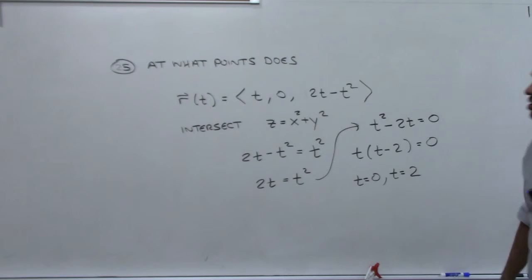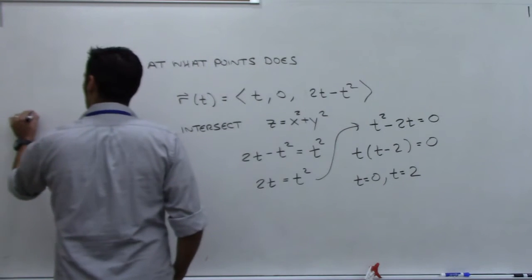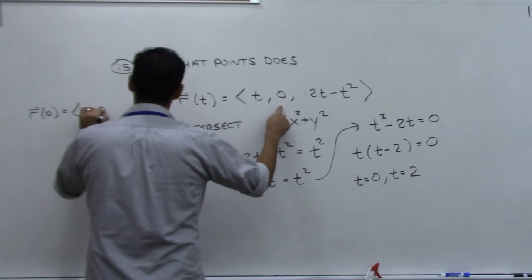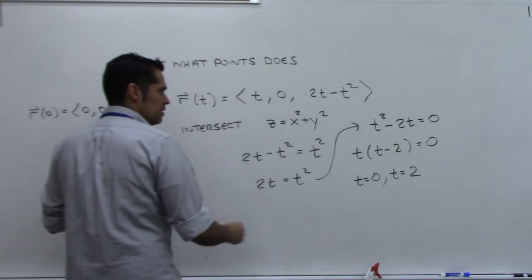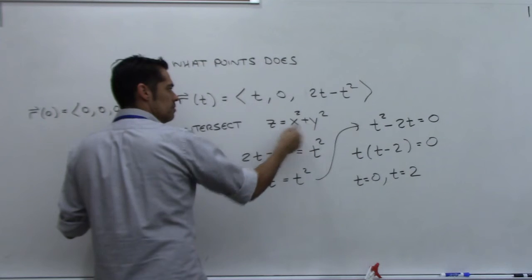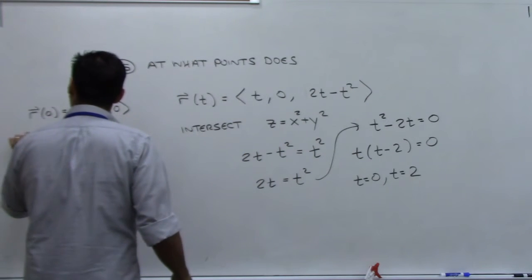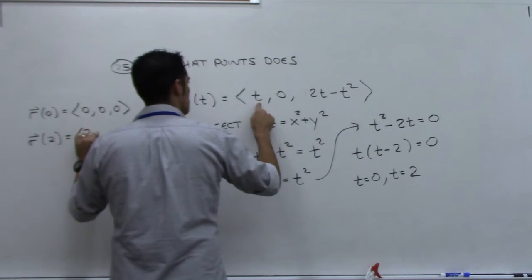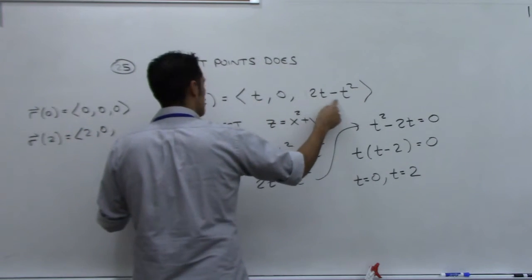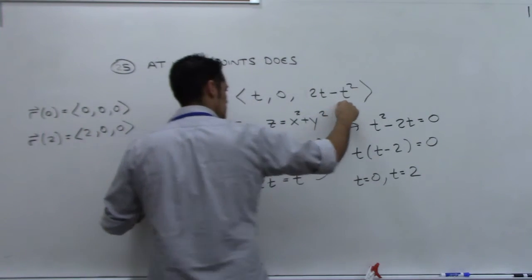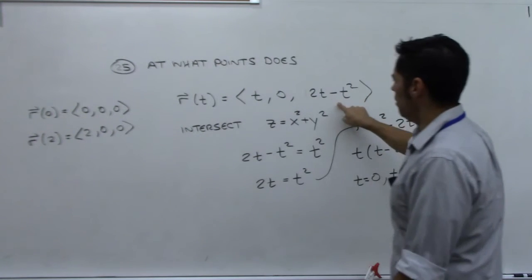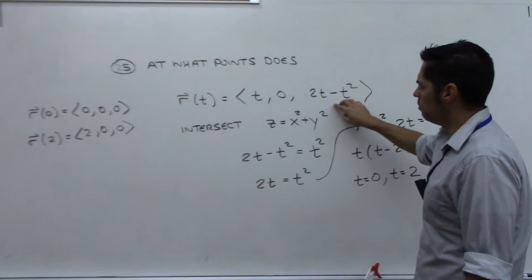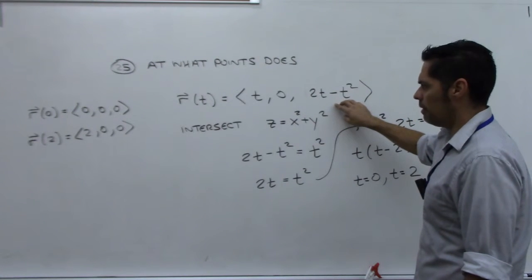So let's just try it. Let's just check it. If t is 0, what's r of 0? So that would be 0, 0, 0. Does that satisfy this equation if I plug in 0, 0, 0? Yes. So what about at 2? Well, at 2, I'm at 2, 0, let's see, 2 times 2, that's 0 again. So, is that right? Hold on, 2 minus 2 squared, 4, 0. 2, 0, this doesn't look right.